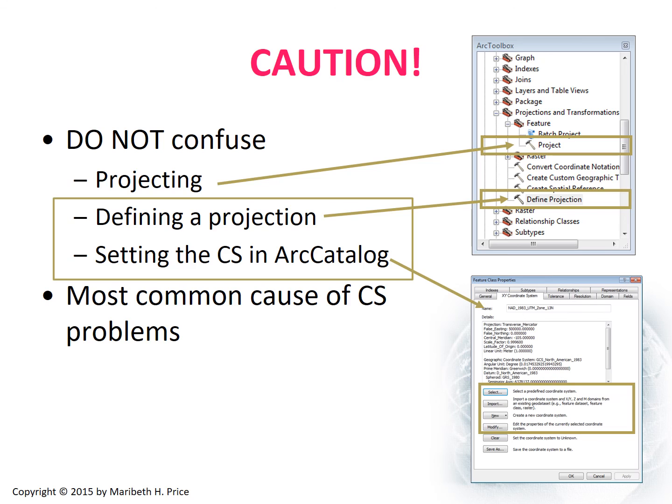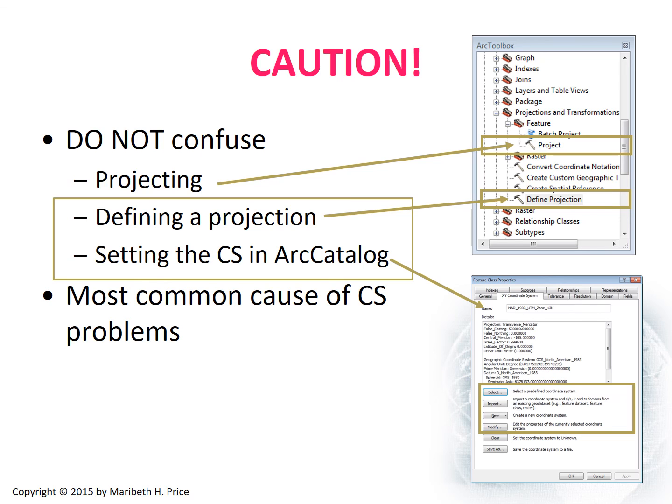You need to know the difference between the project tool and the define projection tool. The project tool takes an existing data set with a known spatial reference or coordinate system and projects it to a new projection, creating a new file. If you're trying to project data, if you don't end up with a new file, you use the wrong tool.